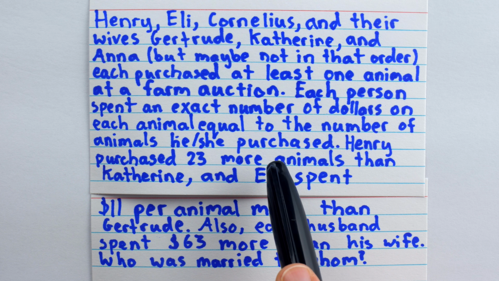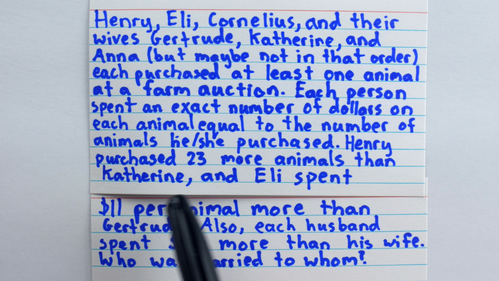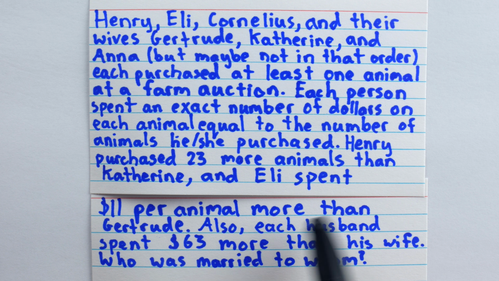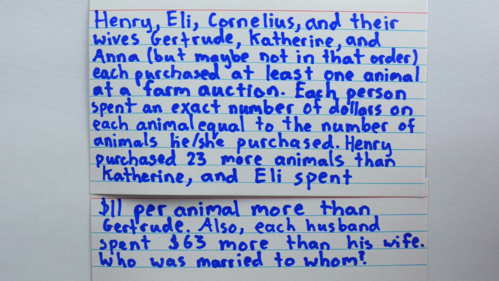or she purchased. Henry purchased 23 more animals than Catherine, and Eli spent $11 per animal more than Gertrude. Also, each husband spent $63 more than his wife. We need to figure out who was married to whom. We need to make sure we understand all the details here in order to crack this problem.